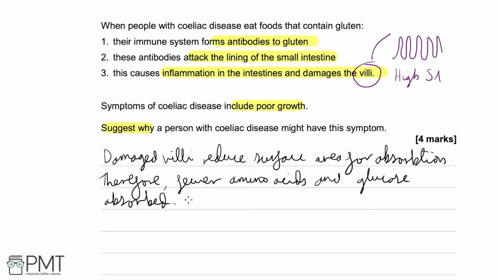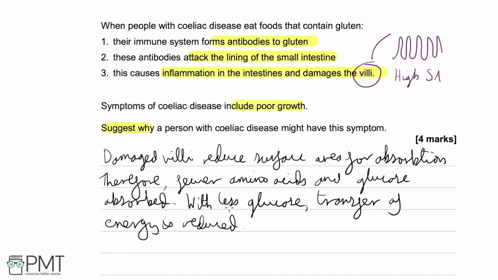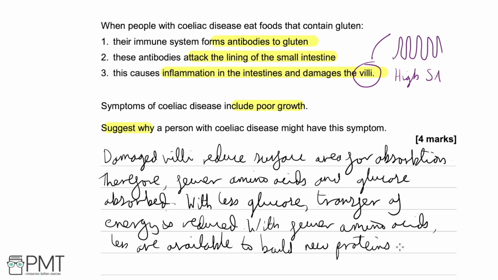If there are both fewer amino acids and less glucose being absorbed, they will have two different effects. We'll take the molecules one by one. First of all, with less glucose, less energy is released, since glucose is involved in respiration, a process which releases energy. So therefore, the transfer of energy from food to the body is reduced. Secondly, with fewer amino acids, less amino acids are available to build proteins, since amino acids are the building blocks of proteins.